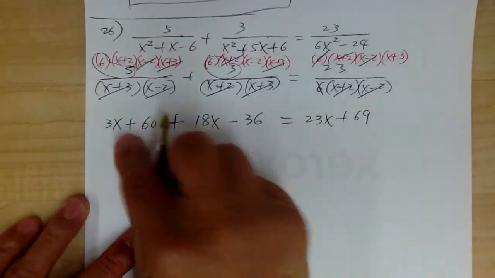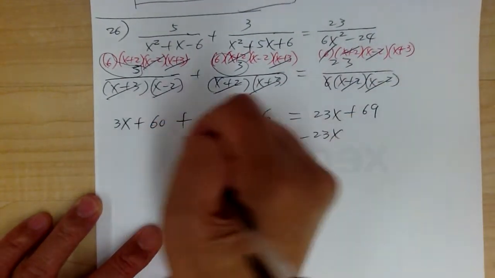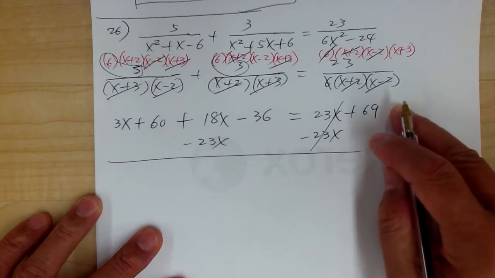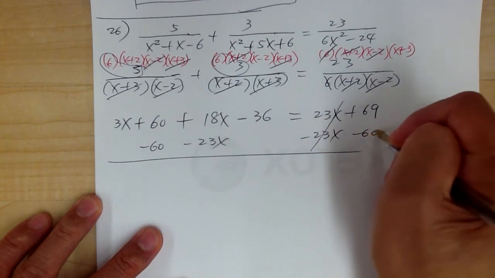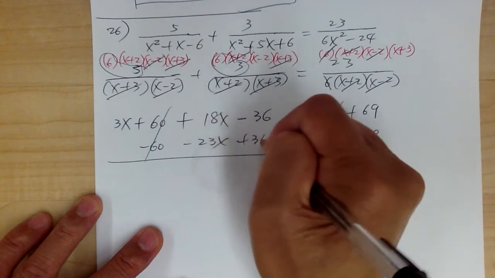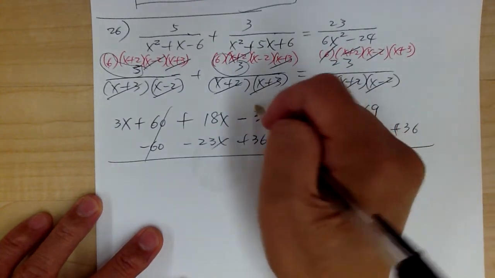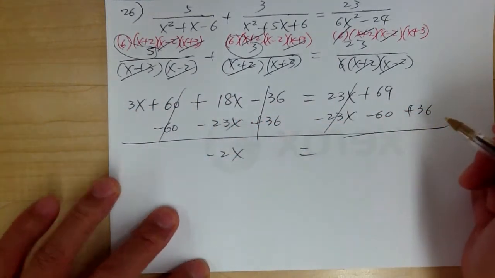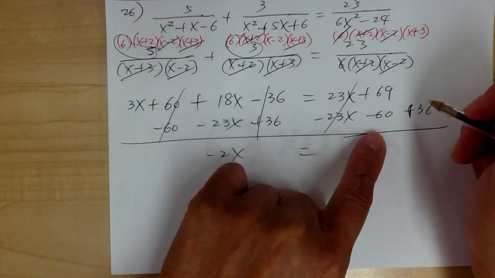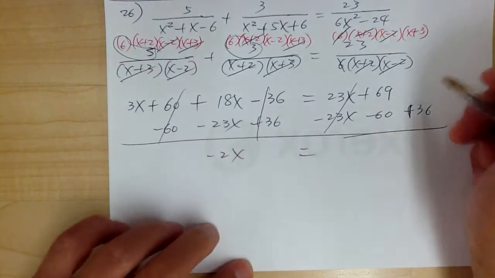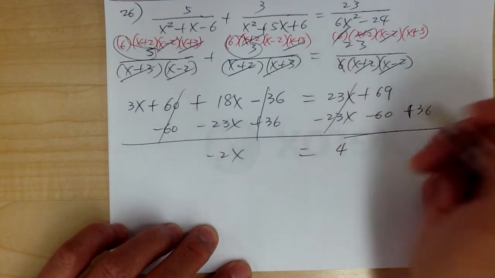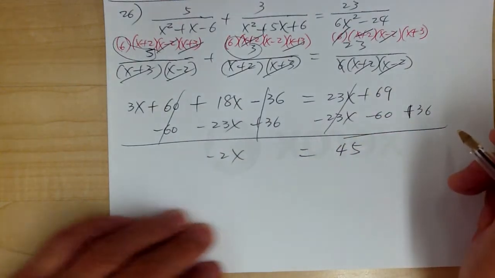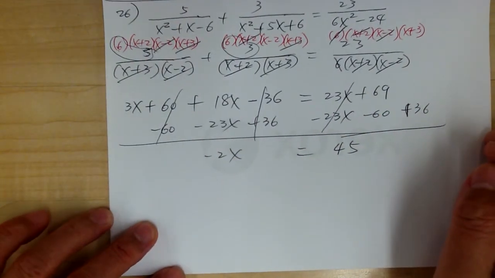Okay, so I'm going to move all the variables to this side. So minus 23x, minus 23x. So this cancels out. And I'm going to move the number to the other side. So minus 60, plus 36, plus 36. Okay, so let's see what we got. So I get minus 2x equal to a 9. Let me double check. Okay, and then you divide.